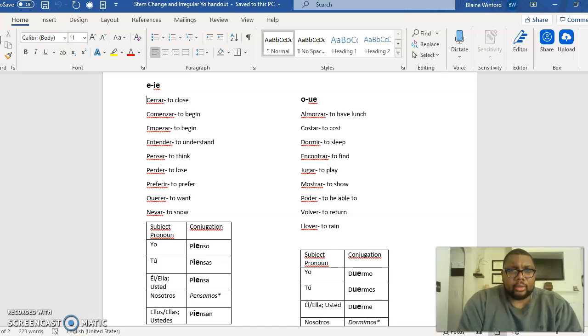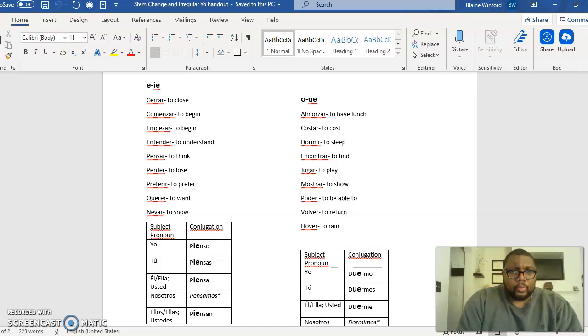Starting with cerrar, which is to close. Comenzar, to begin. Empezar, also to begin. Entender, to understand. Pensar, to think. Perder, to lose. Preferir, to prefer. Querer, to want. Nevar, to snow. Now these are just a few examples of stem changing verbs that go from E to IE in the present tense. There are some more out there, but these are some pretty common ones.